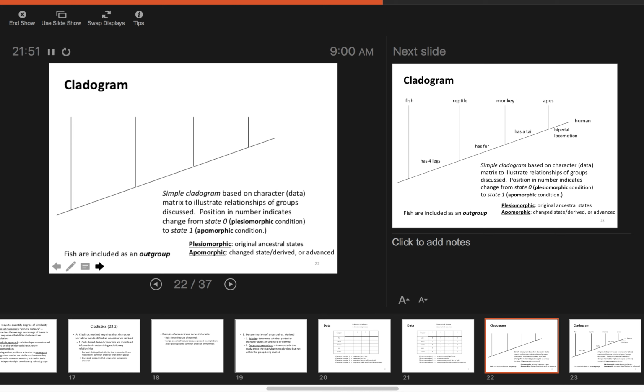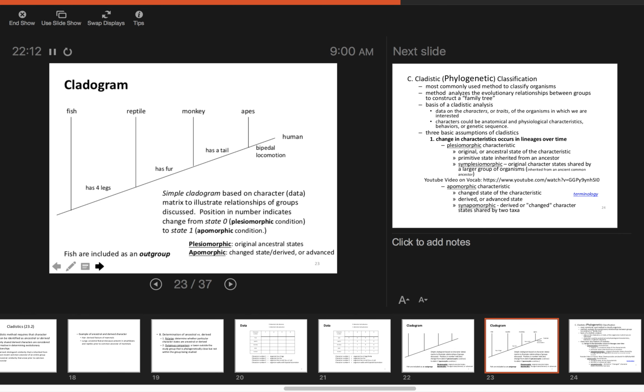So very simple cladogram. Again, we were just looking at very simple characteristics. 0 is our plesiomorphic condition. 1 is apomorphic. So plesio means original ancestral states. Apomorphic means they change, they're derived, they're more advanced.